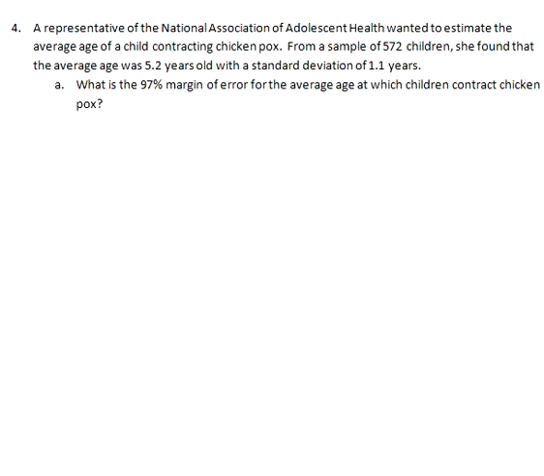For problem 4, we want to determine the 97% margin of error for the average age at which children contract chickenpox. Recall for a confidence interval for means, we would take x bar plus or minus t star times s over the square root of n. In question 3, we found s over the square root of n to be 0.046.